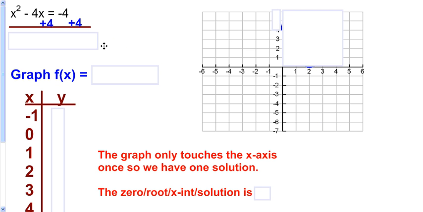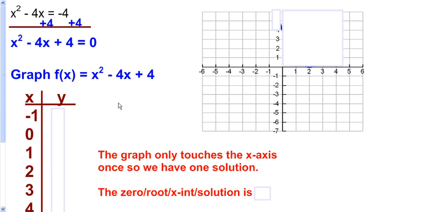So we need to go ahead and solve this one also by graphing. But to graph or solve it by graphing, you need to have it set equal to 0. So let's get 0 over here by adding 4 to both sides. Now that we have it set equal to 0, we can replace your 0 with f of x so that we can have a function to graph.